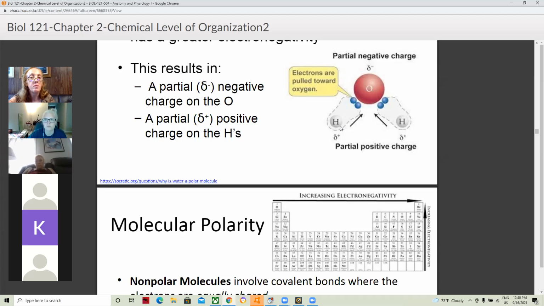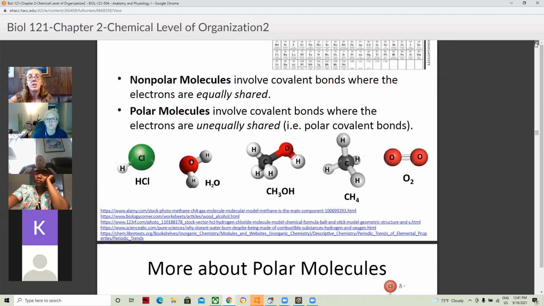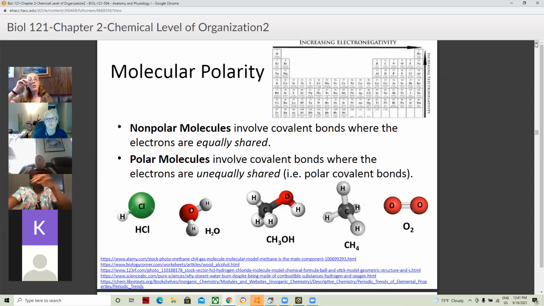So this is how any polar molecule works. There's a partial negative charge and a partial positive charge. If it's nonpolar, the electrons are being equally shared. So nonpolar molecules involve covalent bonds where the electrons are being equally shared. Polar molecules involve covalent bonds where the electrons are not being equally shared.